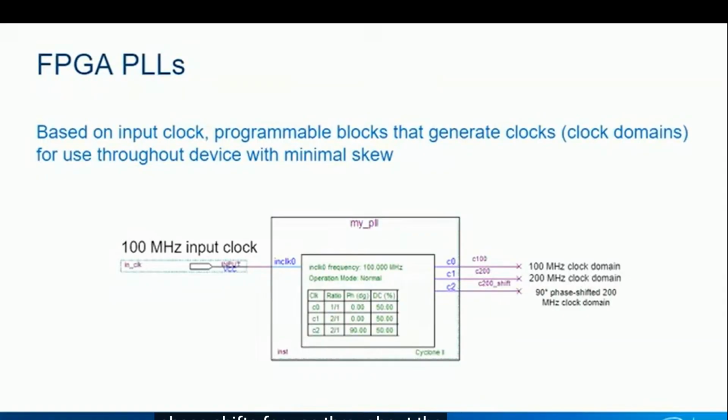As an example, here is a simple PLL design with one input clock and 3 output clock domains based on the input clock. The input coming from a clock pin is 100 MHz. The PLL output clocks are a 100 MHz clock that's identical to the input, a 200 MHz clock, and a 200 MHz clock with a 90-degree phase shift with respect to the input. These clocks can be fed into a clock control block for distribution throughout the device clock network. PLLs are usually programmed at power up, but can also usually be reprogrammed on the fly during normal operation.